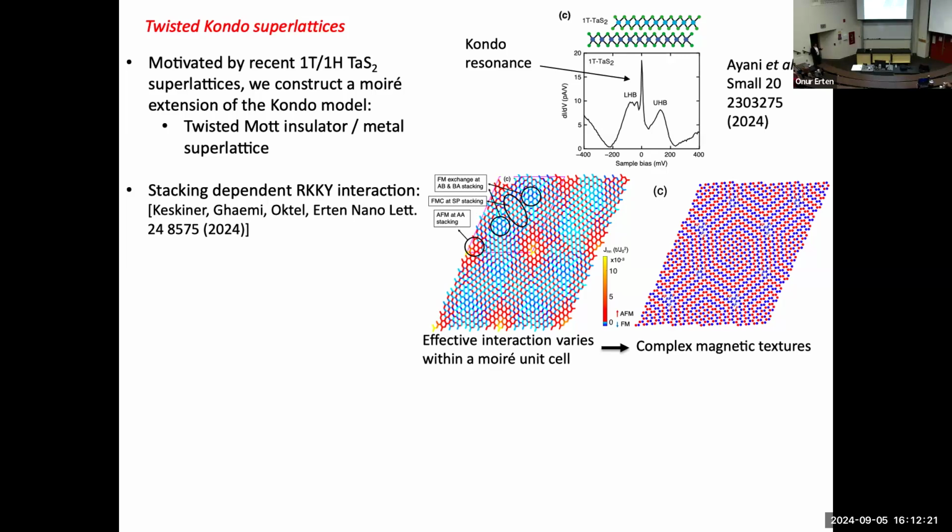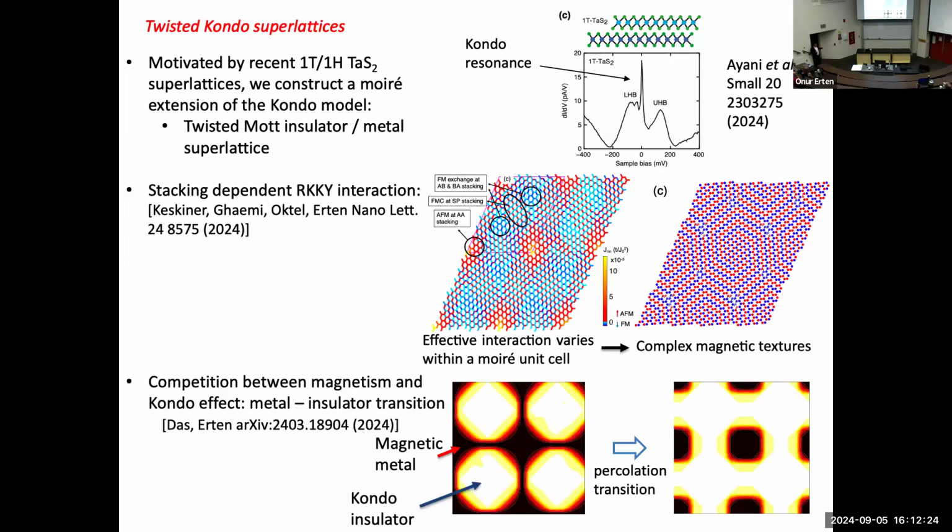And then we also recently studied the competition between magnetism and Kondo effect in these systems. So within the moiré unit cell, certain regions want to be magnetic metals, depending on parameters. I didn't show you any Hamiltonian or anything, but just intuitively, certain regions want to be a magnetic metal, certain regions want to be an insulator. And depending on the parameters, if the metallic regions percolate, you have a metal. If they don't percolate, you have an insulator. So you have a metal insulator percolation transition, which can in principle be controlled by pressure.